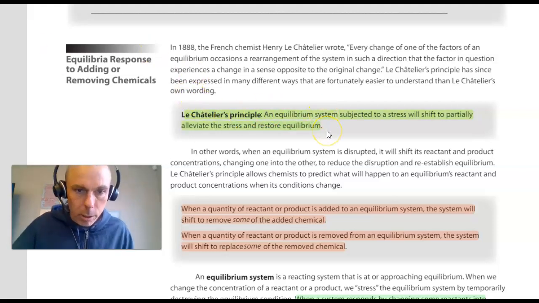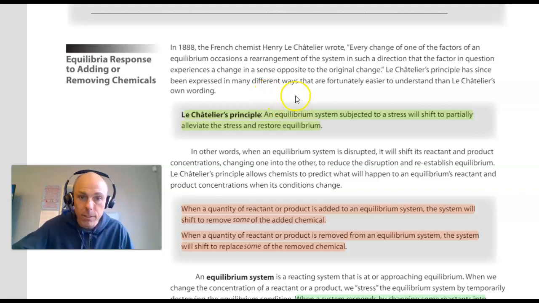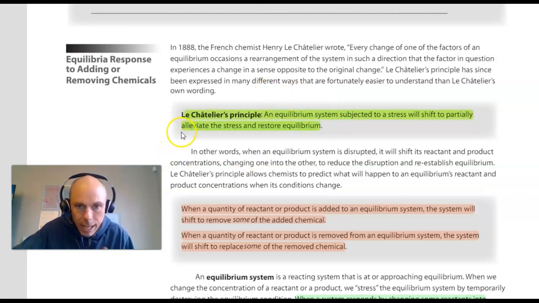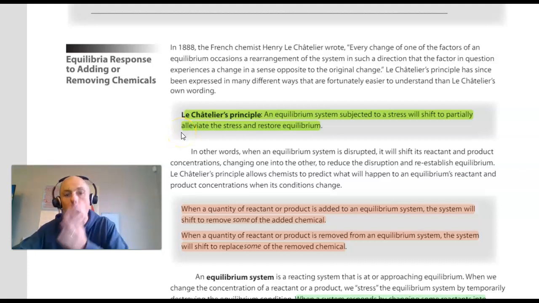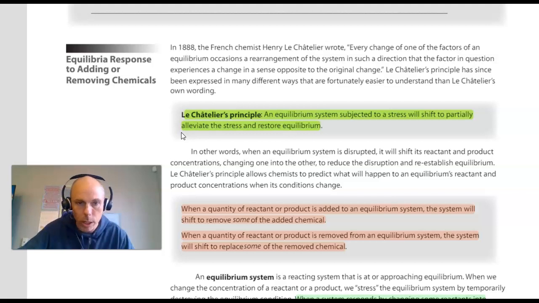And Le Chatelier's principle, which is one of the easiest, often once you get it, to understand principles and widely used in chemistry, is this. An equilibrium system subjected to a stress will shift to partially, which is a key word in here, alleviate the stress and restore equilibrium. Again, Le Chatelier's principle says that an equilibrium system subjected to a stress will shift partially to alleviate the stress and restore equilibrium. We'll learn what in general a stressor is and what the specific stressors are we have to be comfortable with in here.